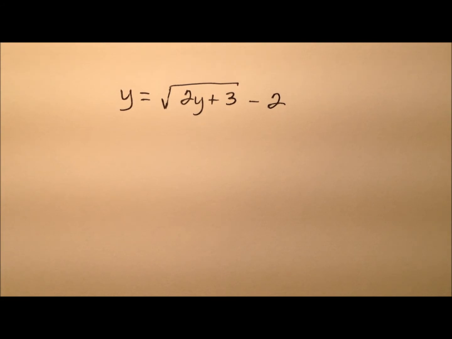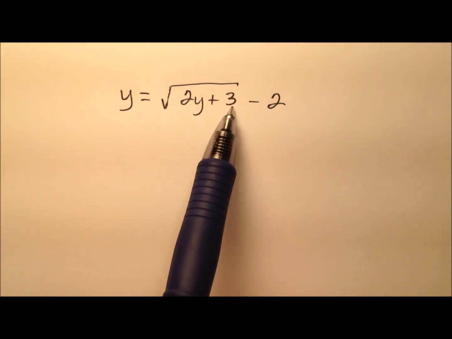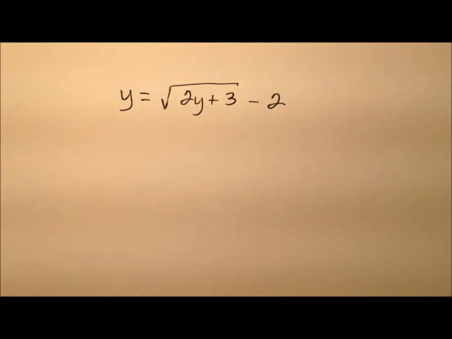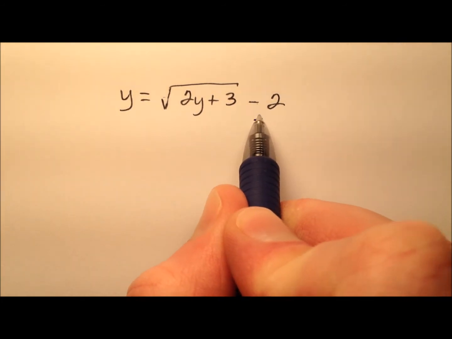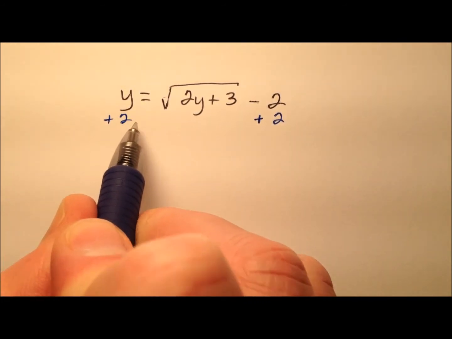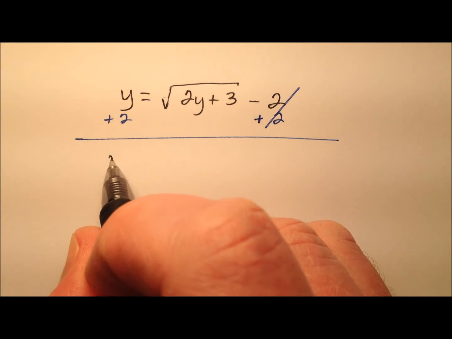In this example, we're going to solve this radical equation, and it looks like we have the square root of 2y plus 3 over here on the right side, but we also have this minus 2 along with it. So remember, the first step in solving these types of equations is that we need to get this square root expression all by itself on one side of the equation. Well, it almost is, except I have the minus 2 along with it. So we'll go ahead and start by adding 2 to both sides so we can indeed isolate that radical all by itself on that right side.